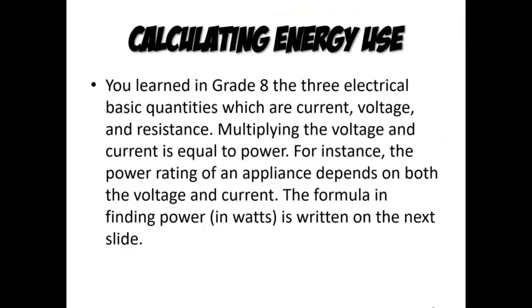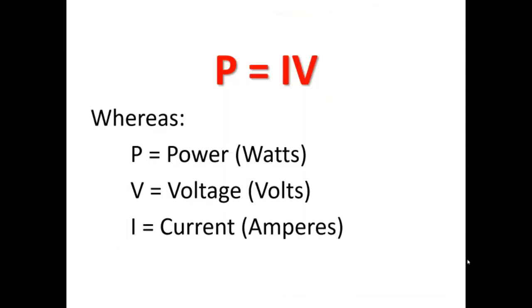For instance, the power rating of an appliance depends on both the voltage and current. The formula in finding power by using the unit of watts is P = VI, where P stands for power or watts, V stands for the voltage or volts, and I stands for the current, with the unit amperes. The symbol of watt is W, volts is V, and amperes is A.